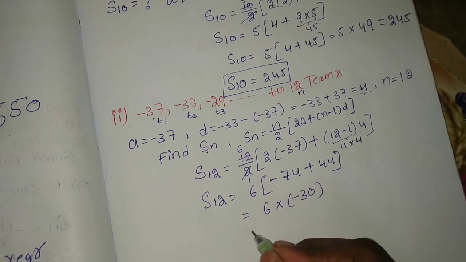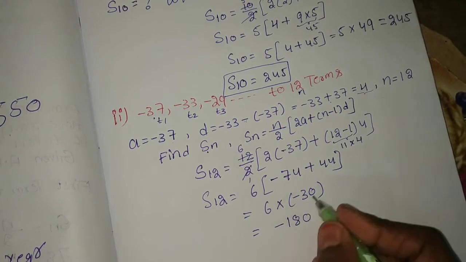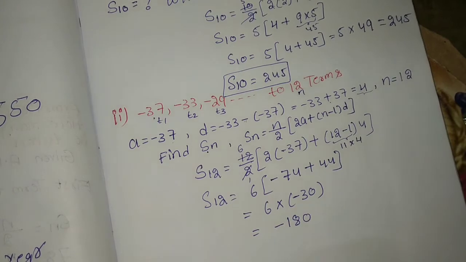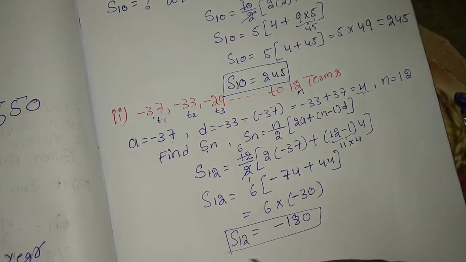Write it down. So 30 into 6, what? 30 into 6 is 180. And we have a negative sign, so write minus here. So S12 is equal to minus 180. So this is our solution.